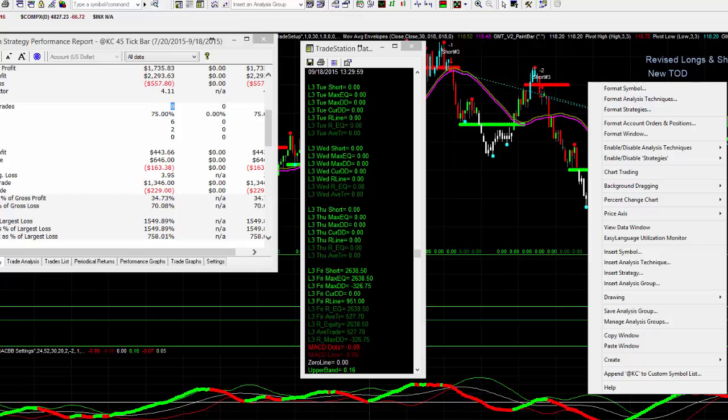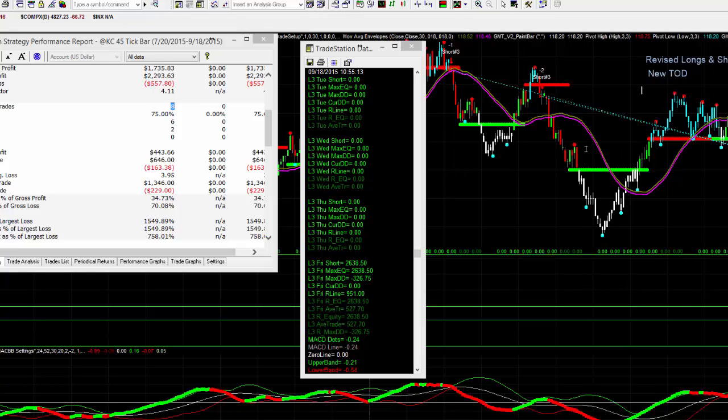So insert Friday shorts. Now if I put that together with what I've already got, because I had Friday shorts off. So Friday shorts and revised. And that's just trading that one day.